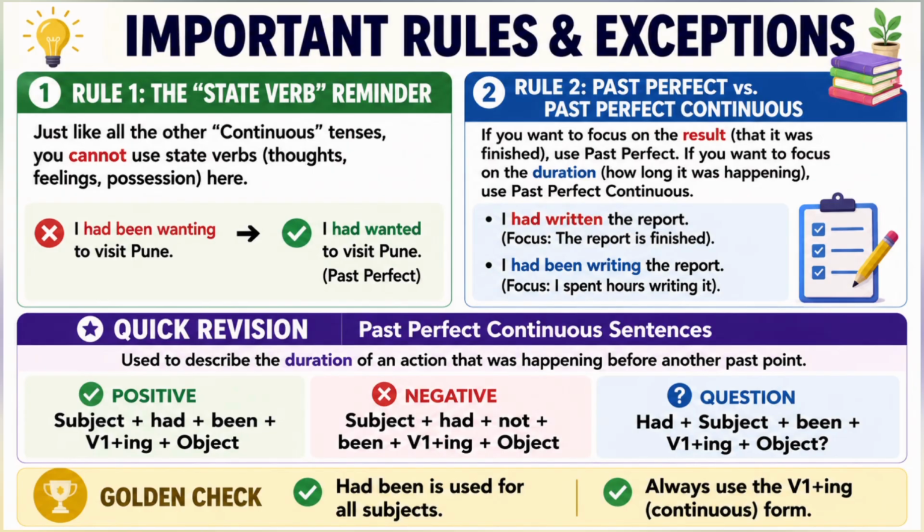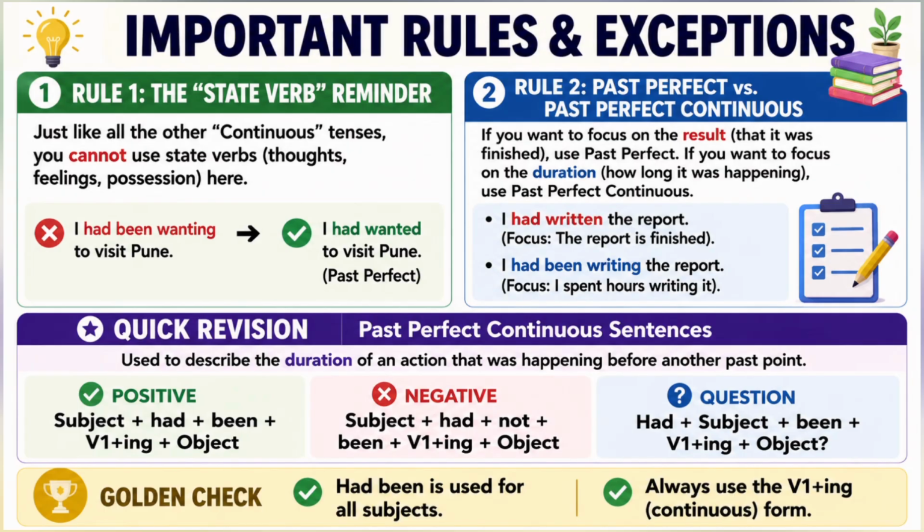Rule number 2 is past perfect versus past perfect continuous. If you want to focus on the result, meaning that the action was finished, use the past perfect. For example, I had written the report. Here, the focus is that the report is finished. If you want to focus on the duration, meaning how long the action was happening, use the past perfect continuous. For example, I had been writing the report. Here, the focus is that I spent time writing it.